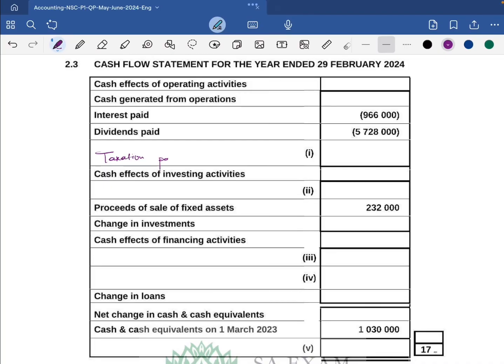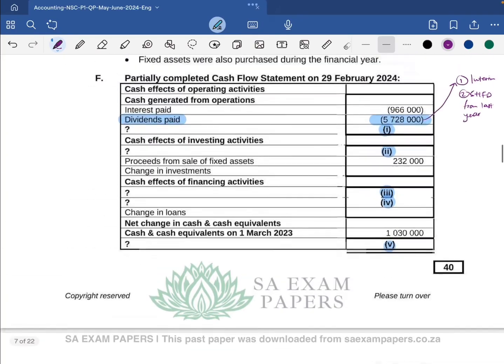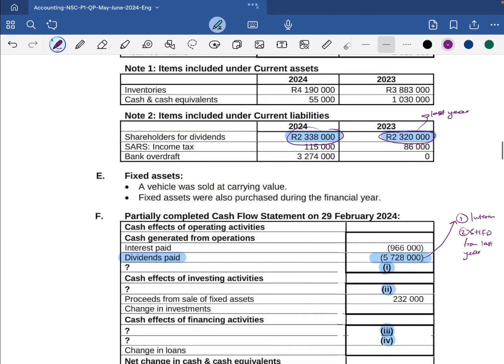All right, so that's taxation paid, and then we have cash effects from investing activities. When we're looking at investing activities, we might have some information that is telling us about assets. Remember that when we are investing in assets, it's an investing activity that we show in our cash flow statement. So here, if we go back to information E, we purchased some fixed assets.